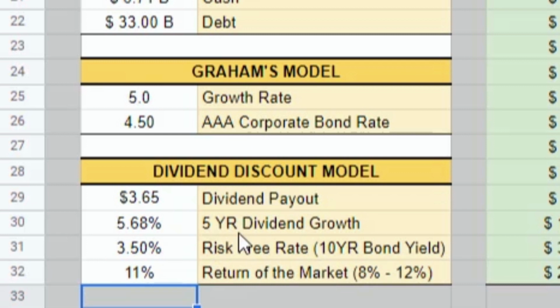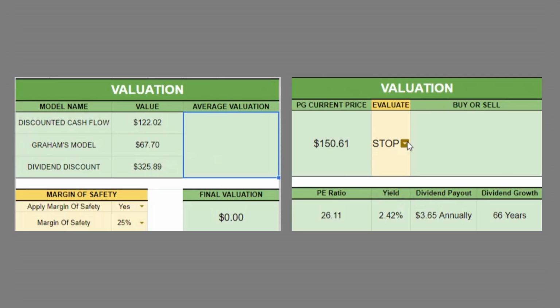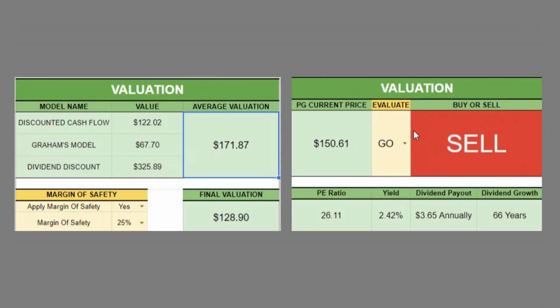Now the dividend discount model can get a little fuzzy if you put in the wrong numbers. It can turn this valuation negative. You do have to understand what the dividend discount model is telling you. 3.5% meaning the risk-free rate, meaning if you were to put your money somewhere else in a bond yield, at the minimum you'd be getting 3.5% on your money. So with that being said, if we go ahead and click go, it does tell us that Procter & Gamble with a margin of safety of 25% is a sell.